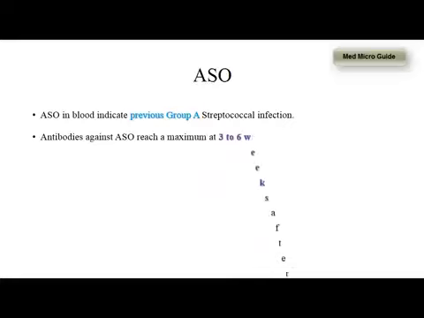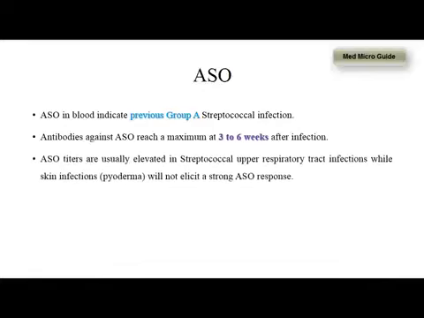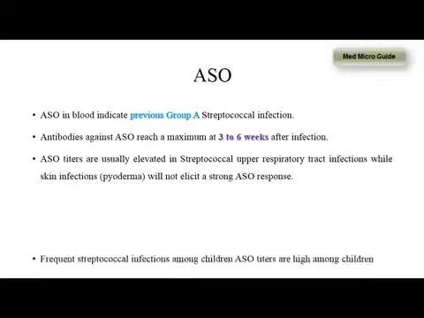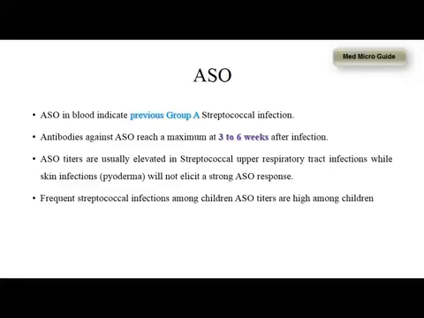The non-suppurative complications of group A streptococci, like acute rheumatic fever and post-streptococcal glomerulonephritis, occur after 3 to 6 weeks of infection. The ASO titers are usually elevated in streptococcal upper respiratory tract infections, while in skin infections like pyoderma, there will not be much elevation in the ASO responses. The normal titers of ASO will be high among children because of frequent streptococcal infection.